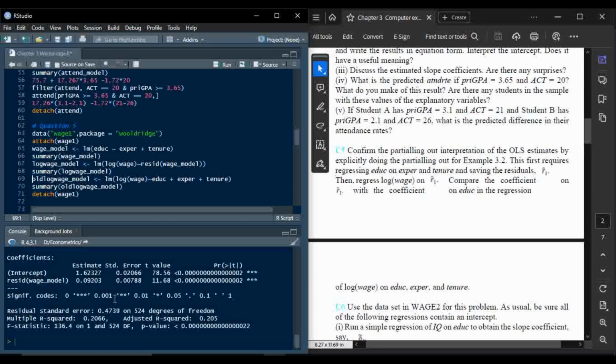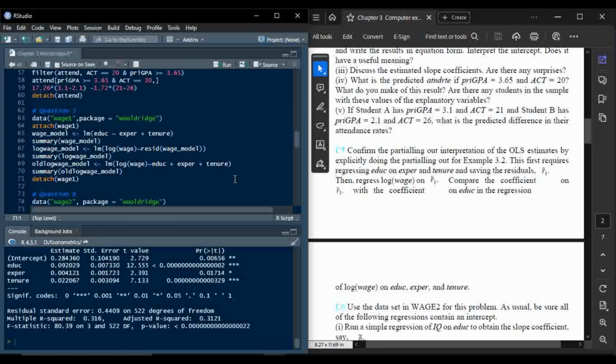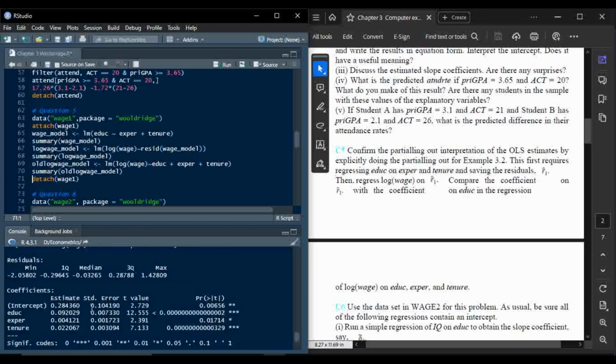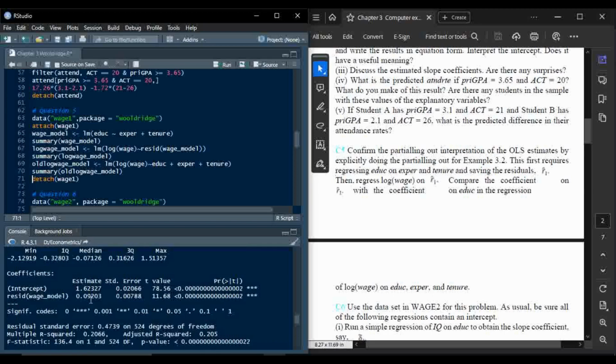Now let's see what was the coefficient on education from this example 3.2. So I have created a new model by the name of old log wage model, and in this model log wage is regressed on education, experience and tenure, three variables. Press Ctrl plus Enter and summarize this model. So in this model we can see that the coefficient on education is 0.092, and the coefficient on the residual values is also 0.092.